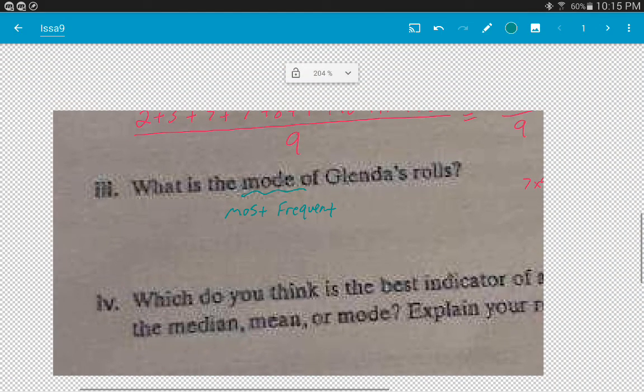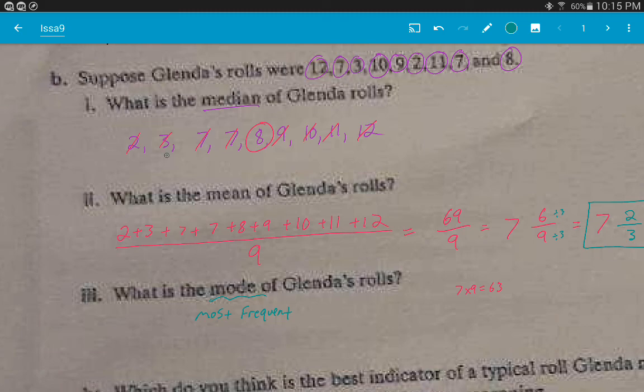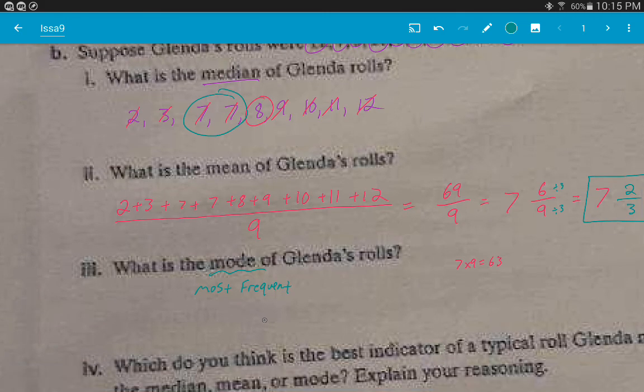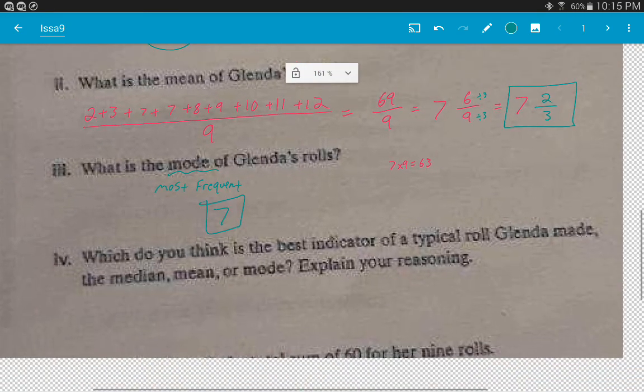So when we looked at her list of numbers, everything only showed up once except for 7, which showed up twice. So the mode is 7. Whichever number showed up most would be that.